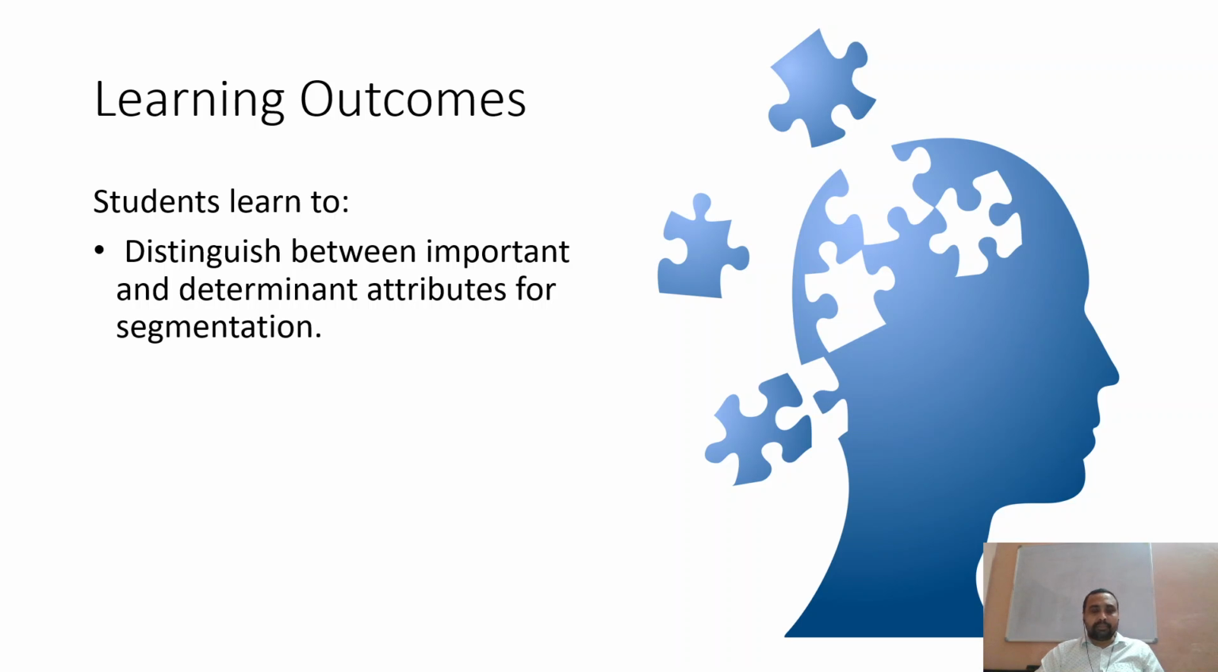I hope you remember what segmentation is. Segmentation is the dividing of a market, a heterogeneous market, into homogeneous subgroups. Okay, and today I will try to explain what the important attributes and the determinant attributes are, and based on which how you can go ahead with segmentation, and to be precise, in services marketing.